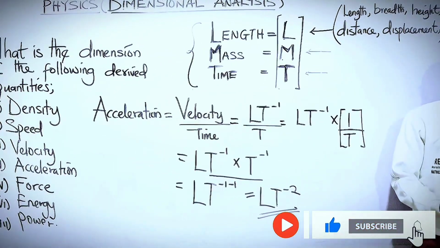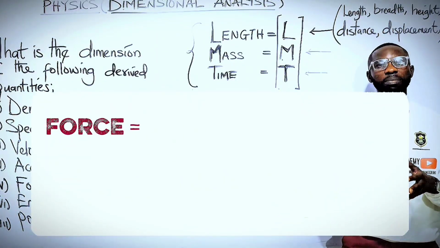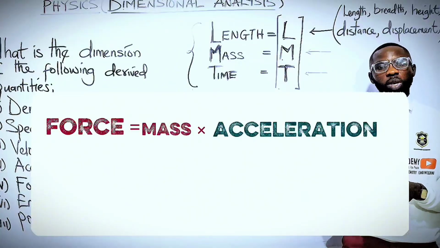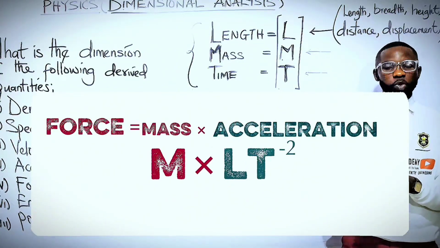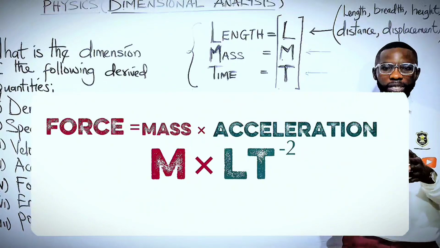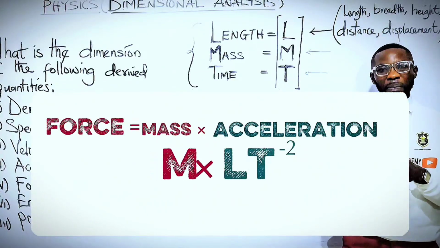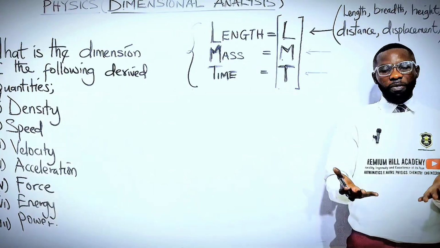Let's look at the dimension formula for force. Now, the expression for force is nothing more than mass times acceleration. And if we do that further, we're going to have m times LT raised to the power of minus 2. Since we already know the expression for acceleration, if we multiply all of them, we're going to have mLT raised to the power of minus 2. That's a simple answer for force.